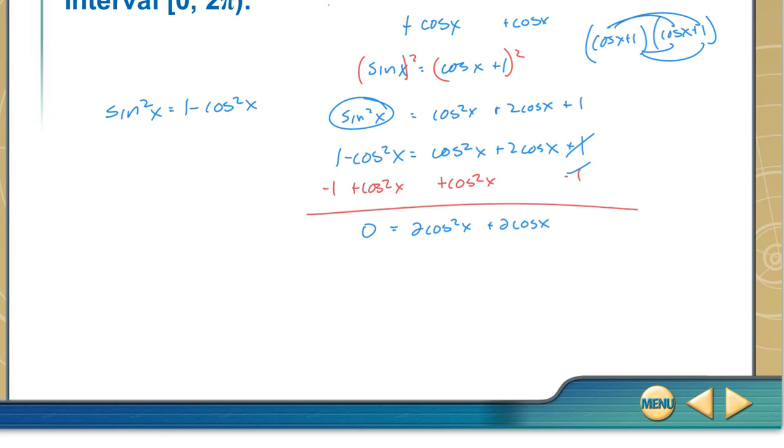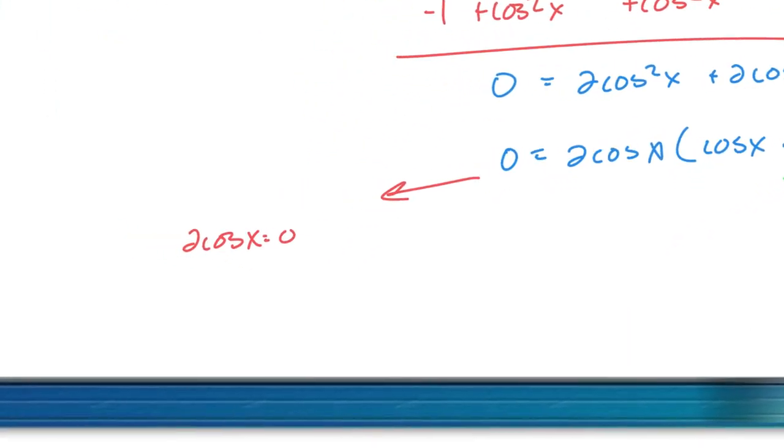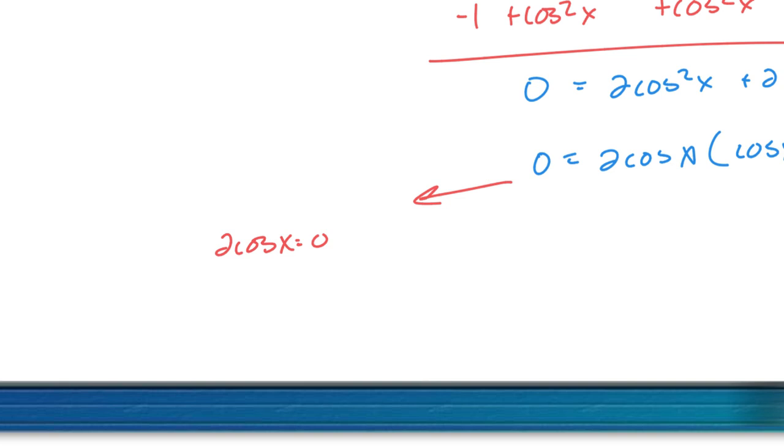And if I factor by GCF, we get 0 equal to 2 cosine of x times cosine of x plus 1. And now we can use zero product property, split this apart, and we're going to get 2 cosine of x has to equal 0, or cosine of x plus 1 has to equal 0. Okay, both of these are going to be quadrantal angles. If I divide both sides by 2 here, we get cosine of x equal to 0.